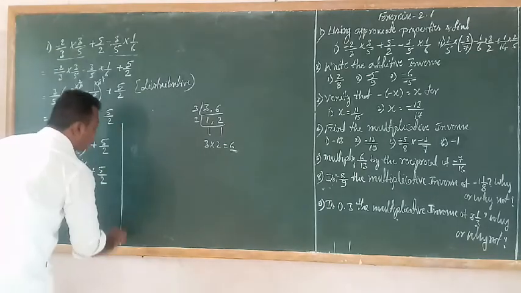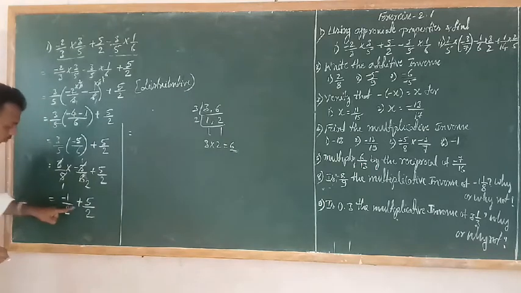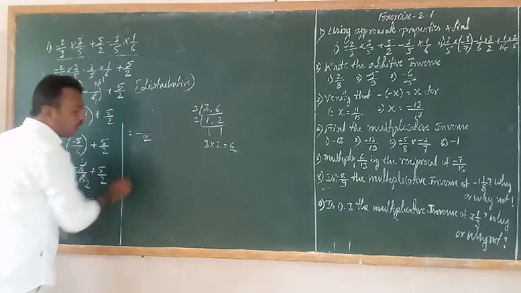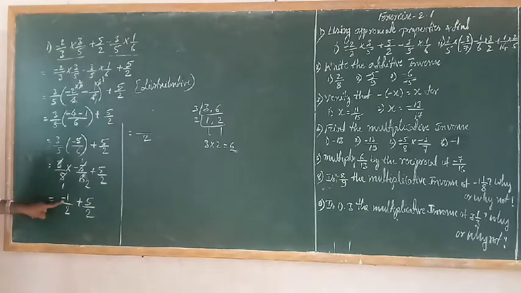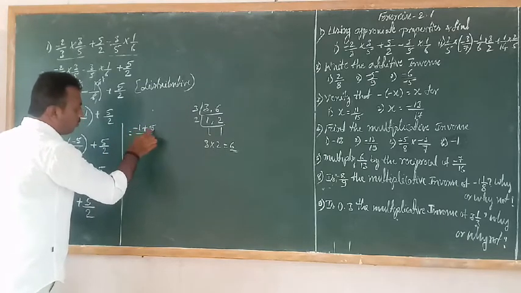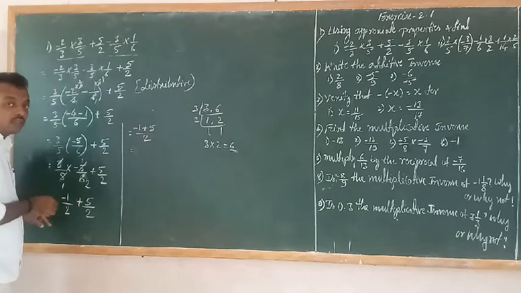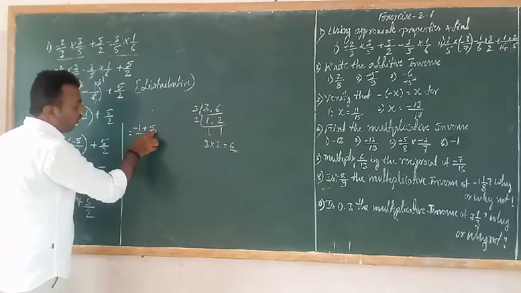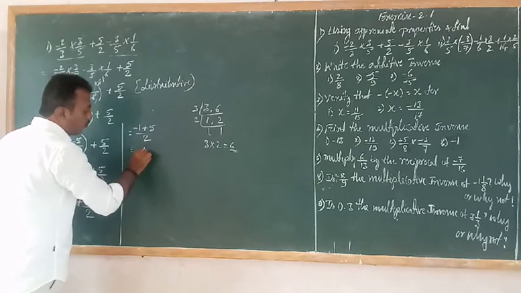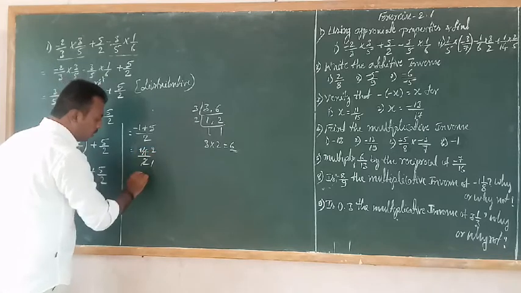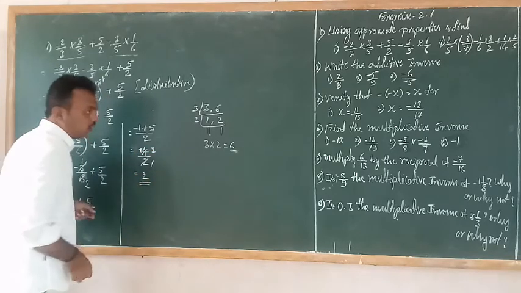Now see, minus 1 by 2 plus 5 by 2, the denominators are the same. So add or subtract the numerators, depending upon the sign. So remaining is minus 1 plus 5. Signs are different, so we do subtraction. 5 minus 1, with the sign of 5, it becomes plus 4. 4 by 2, we divide by 2: 2 1s are 2, 2 2s are 4. So finally 2 is the answer.